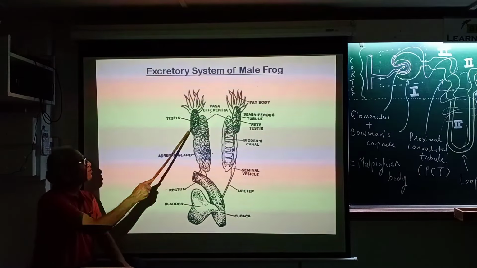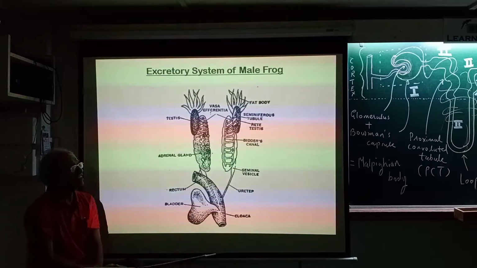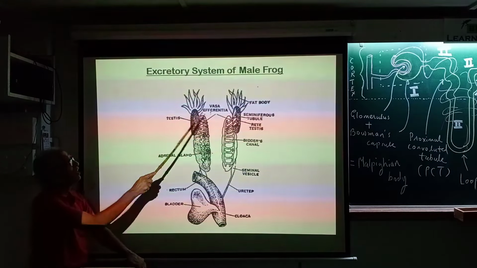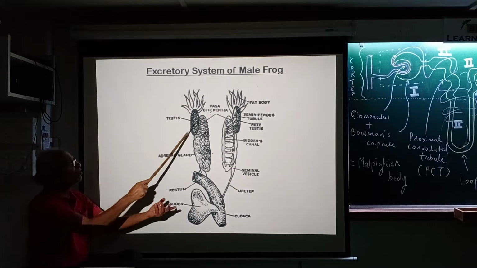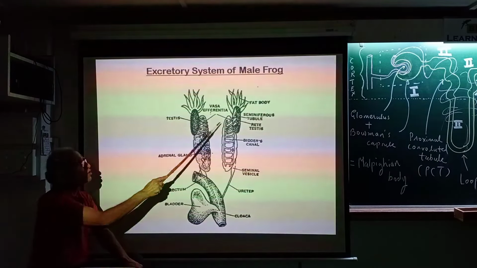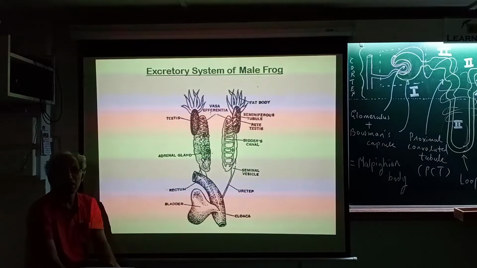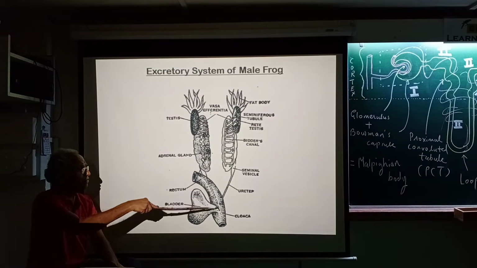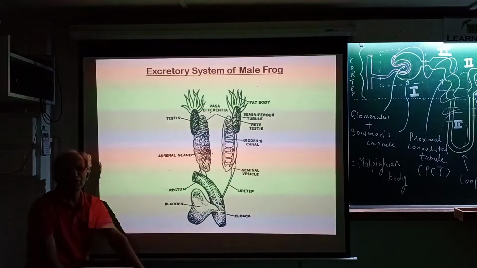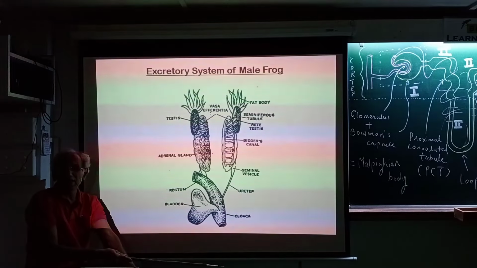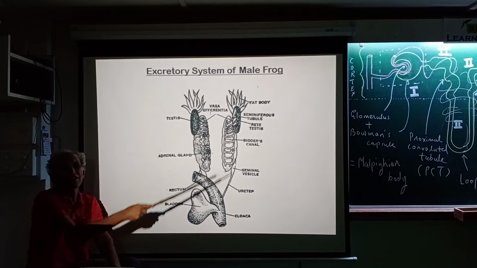Interesting. Look at these two structures. They are testes, and the testes are attached to the top of the kidneys. And what do testes do? Testes produce sperms, and sperms produced from the testes enter into the kidney, pass through the kidneys, and then pass through the ureters and come here. Oh, you feel very odd, right? How can sperms pass through kidneys? That cannot happen in mammals, that cannot happen in humans, but in amphibia, in frogs, that happens.